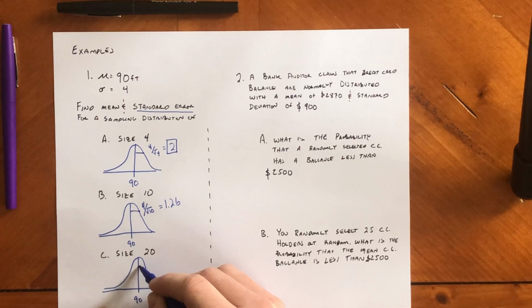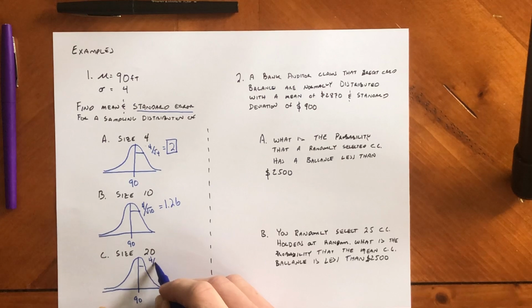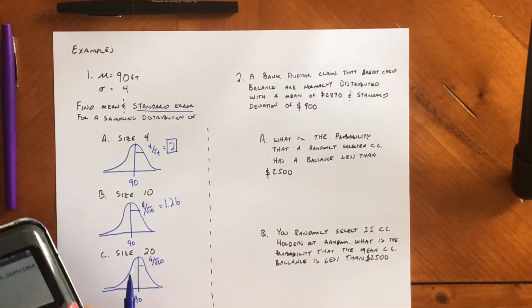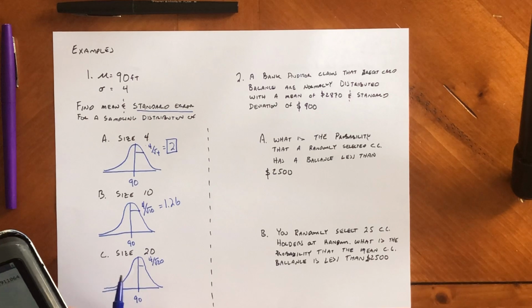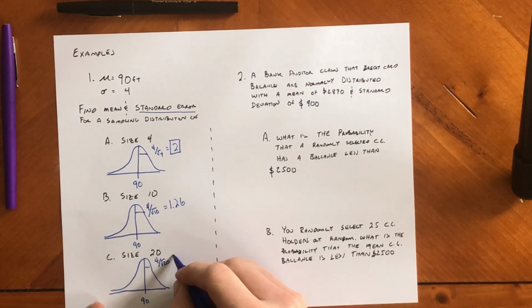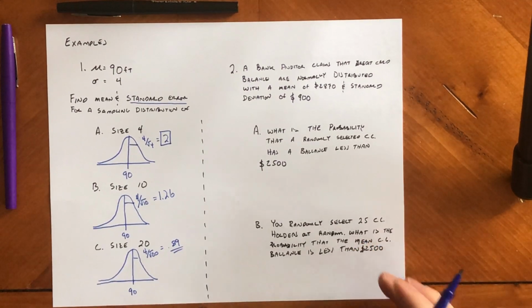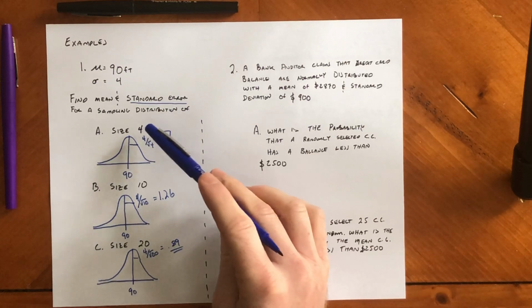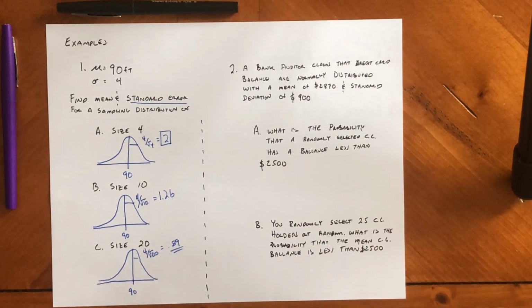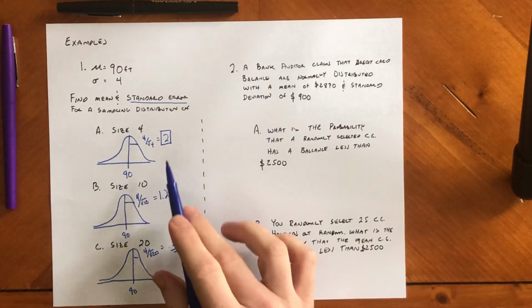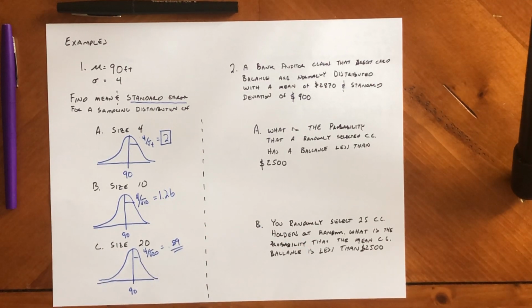90 will go in the middle, and then size 20. So this will be my original standard deviation divided by the square root of 20. So 4 divided by the square root of 20 gives me 0.89. So you can tell that the standard error, the standard deviation of my sample distributions, is shrinking down. It's going to get smaller and smaller. As n gets bigger, as the number that I take out of the sample increases, this number will get smaller and smaller. So the means will be less randomly distributed, or less spread out, as n gets bigger.